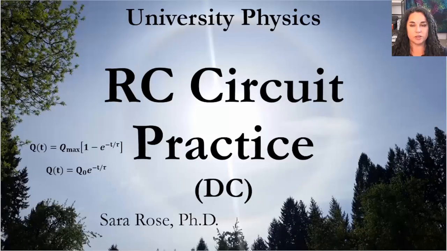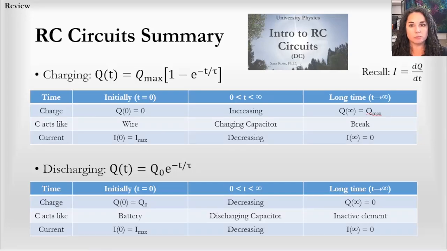This is a lesson in university physics, calculus-based physics, on solving RC circuit problems where you have a resistor and a capacitor, and this is direct current DC circuits. In a previous video, I had laid out the theory and talked about how capacitors act in RC circuits as a function of time. We have charging or discharging circuits, and the capacitor acts like different circuit elements at different points in time, whether it's charging or discharging. So we're going to use those properties in order to solve some problems.